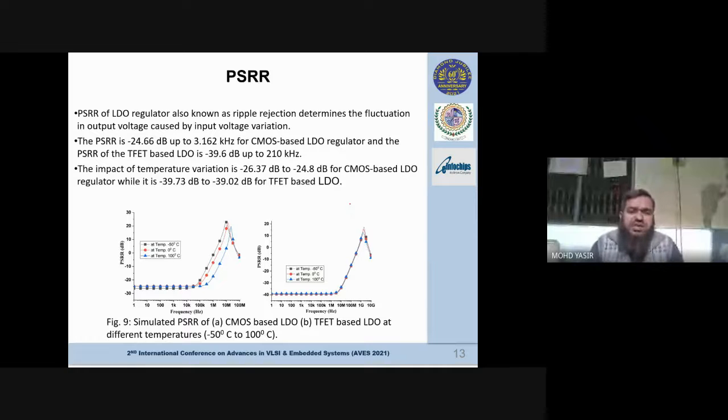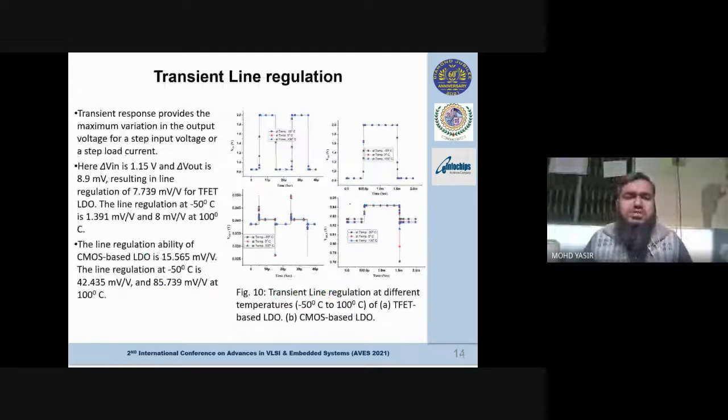The impact of temperature variation is minus 26.37 to minus 24.8 dBs for CMOS based LDO regulator, while it is minus 39.73 to minus 39.02 dBs for TFET based LDO regulator. Here we can see each and every aspect shows very low temperature variation in case of TFET PSRR.